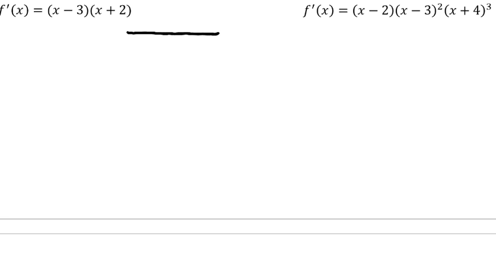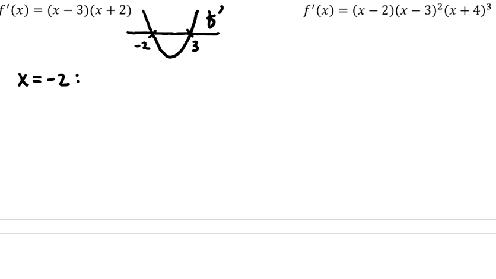x minus 3 times x plus 2. That's going to be a parabola. It's going to open up, and it's going to look like that. Okay, the zeros are going to be at negative 2 and positive 3. And here at x equals negative 2, the function goes from increasing to decreasing because the derivative goes from positive to negative.